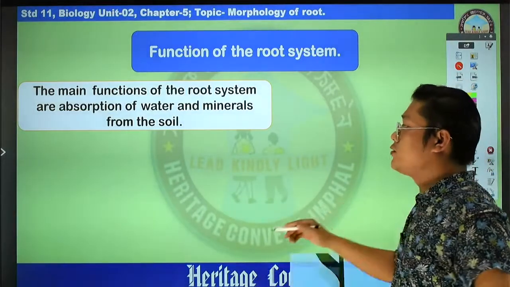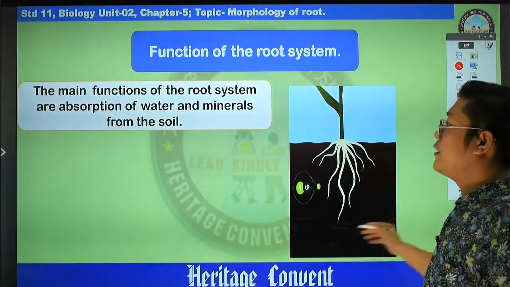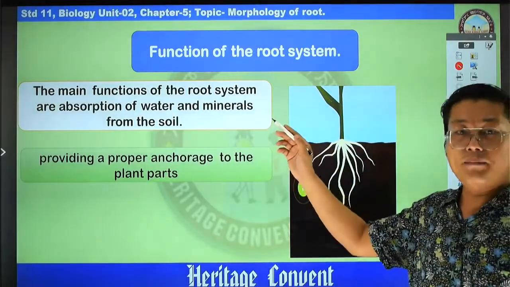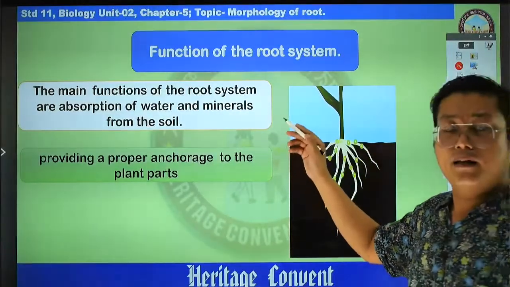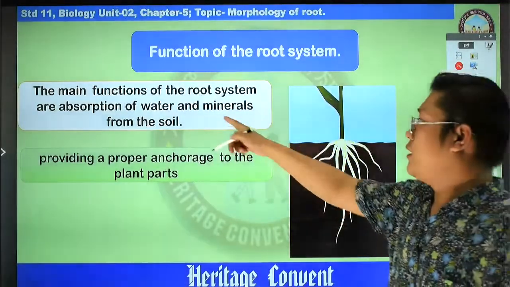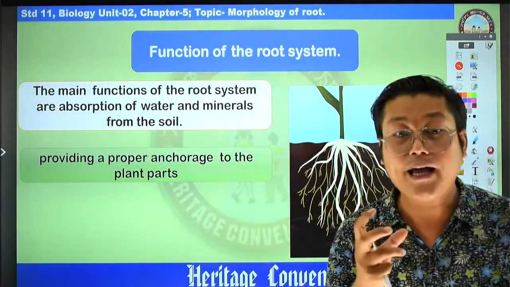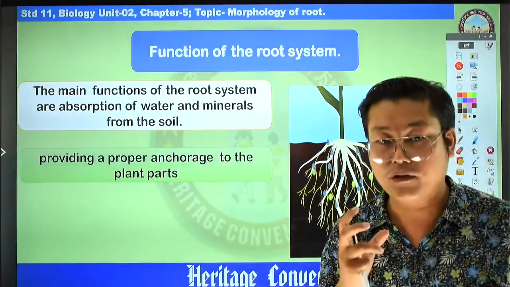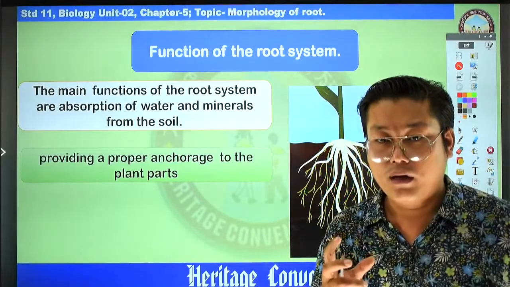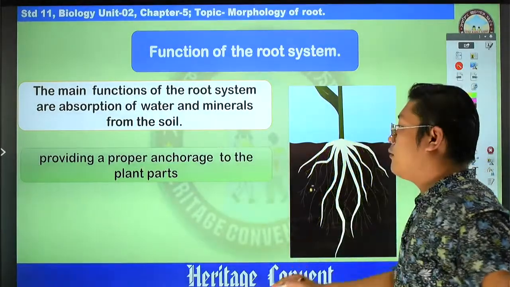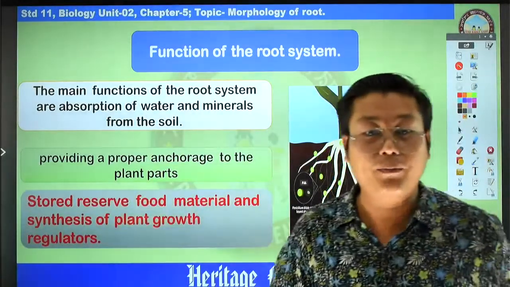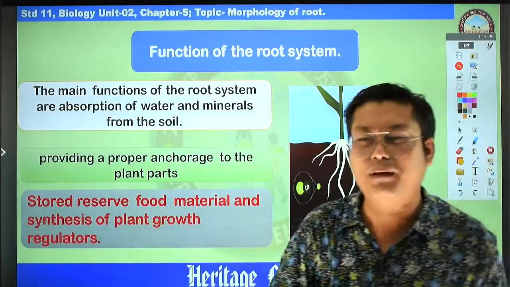Okay, so the first point I mentioned right now is that the main function of the root is absorption of water and minerals from the soil. Getting my point? The second point is providing a proper anchorage to plant parts.